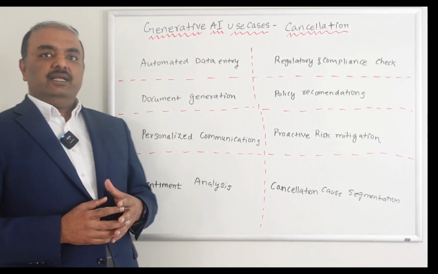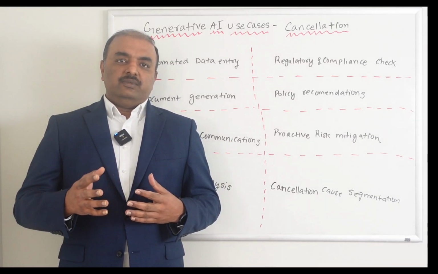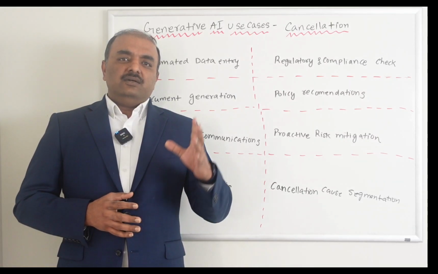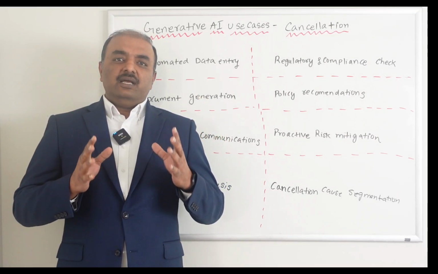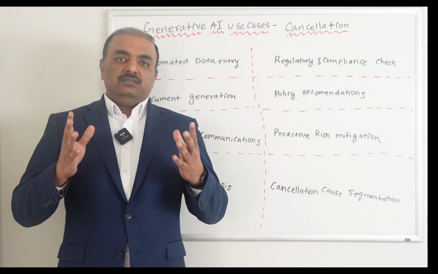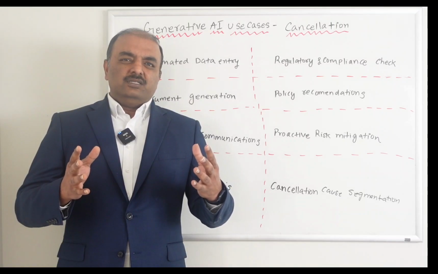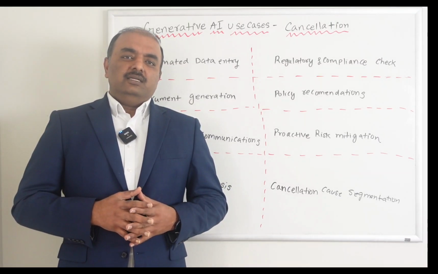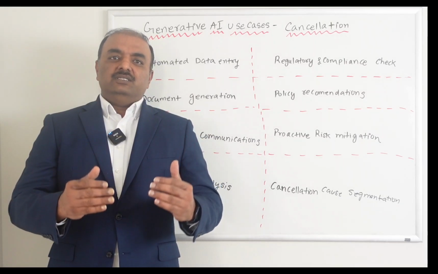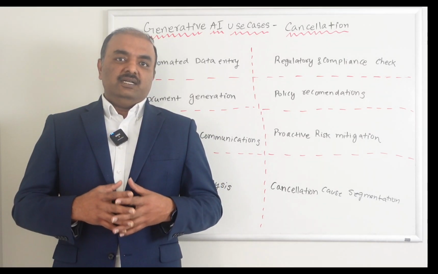Personalized communications, right? If you have a customer who is cancelling for non-payment versus a customer who is cancelling for underwriting reasons, generative AI can look at each customer's data and create a personalized cancellation response to them. For example, if the system can understand from the data that this customer may cancel a policy for so and so reason, it can create a personalized email saying that we can offer you some other benefits if you want to retain with us, right? So those kinds of benefits we can have when we use generative AI.